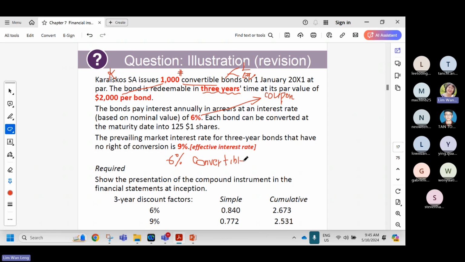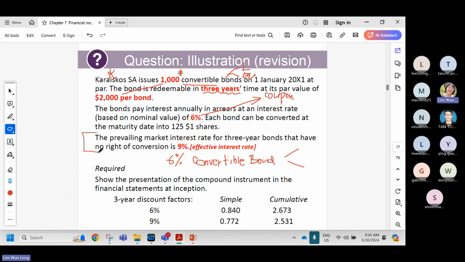Okay, in your books, you can't just record one lump sum figure. You need to split into 2. Each bond can be converted at maturity into 125 $1 shares. So that means if you want to convert at the end of the 3 years, boleh, you can convert it into ordinary shares.